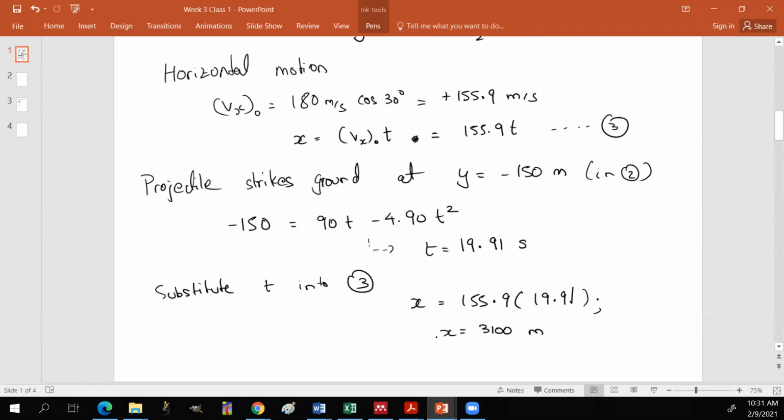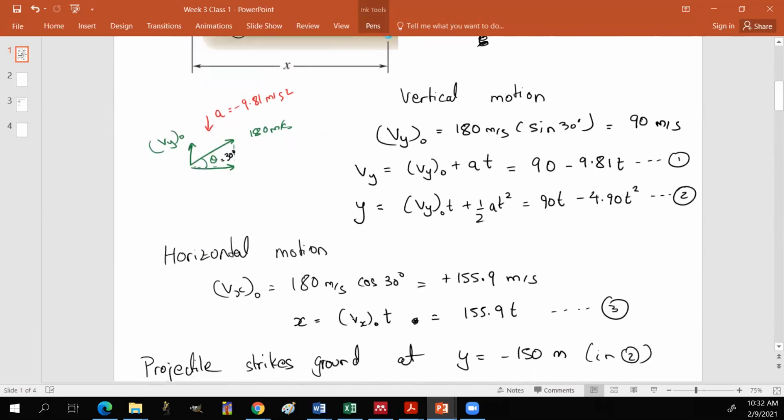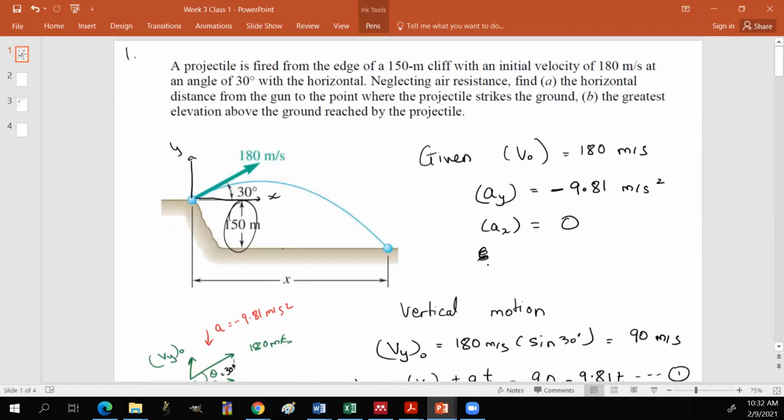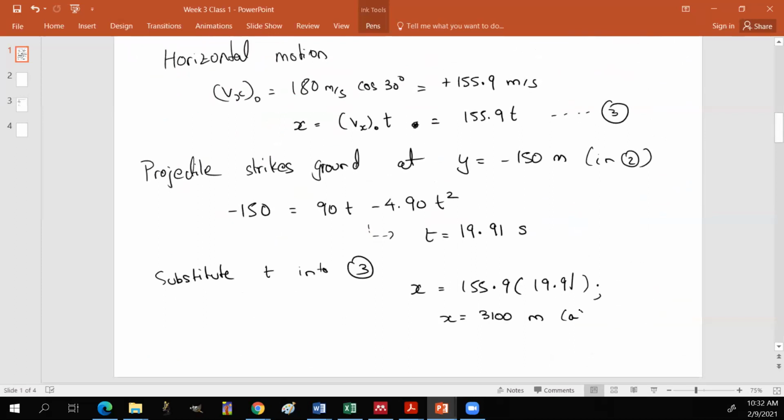And is that the position at which the ball lands? Yes, that is the position at which the ball lands, right? Because we know at the position at which the ball lands, it has to go down by 150 meters. So we basically found out the time it would take for it to go down by that much, and then we plugged that time into this position equation over here. And that's how you got the position at time t. So this is your position. That's what the question asked you, the horizontal distance where the projectile strikes the ground. So this is part A over here.